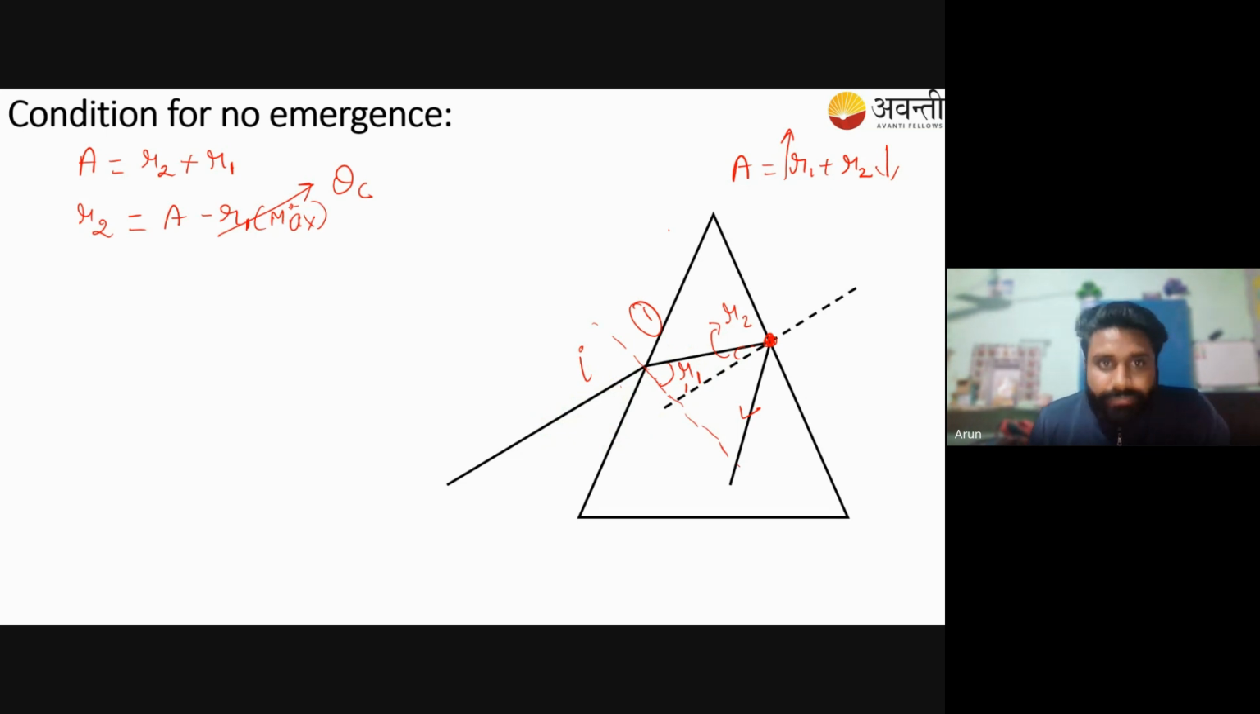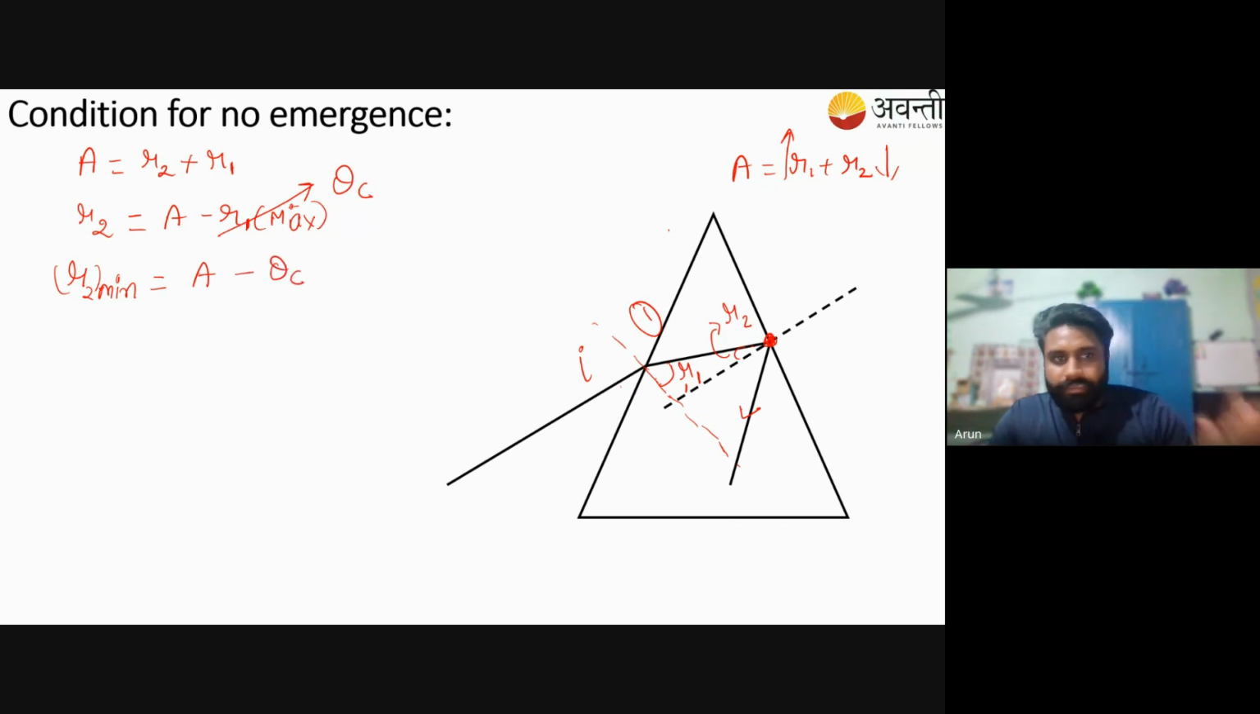So if this is maximum, then this R2 will be minimum. Got it? A minus theta c. Now tell me, this R2 has the minimum value A minus theta c. What if this minimum value is greater than theta c? If the minimum one is greater than theta c, then if you move to much higher values, it will also be greater than theta c, which means no TIR can happen. So there is no grazing emergence can happen also.